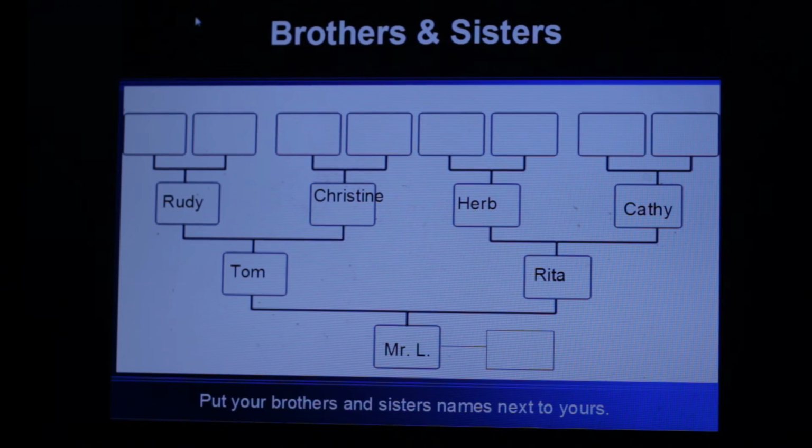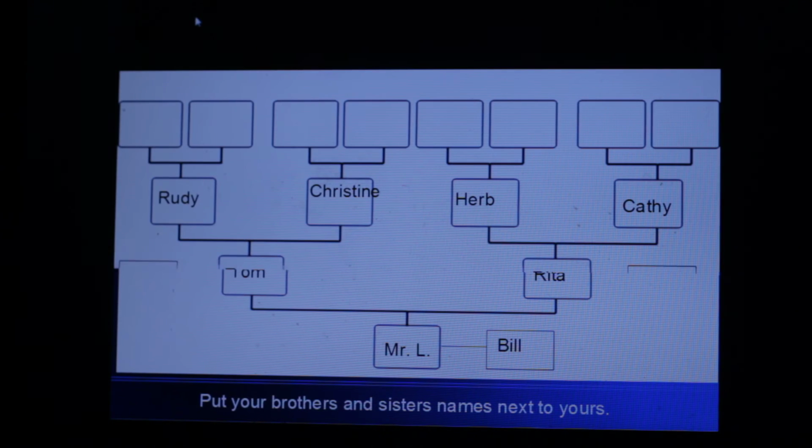Brothers and sisters, they go on the right or left side with the box. You see, Bill is my brother. So I put him on the right-hand side there. You draw an arrow and connect the box, okay?